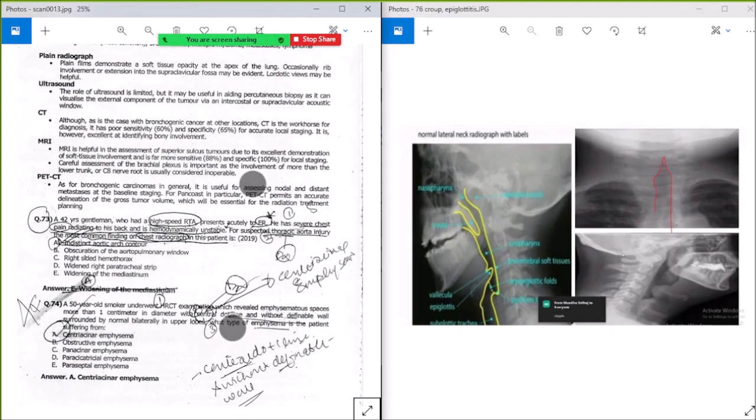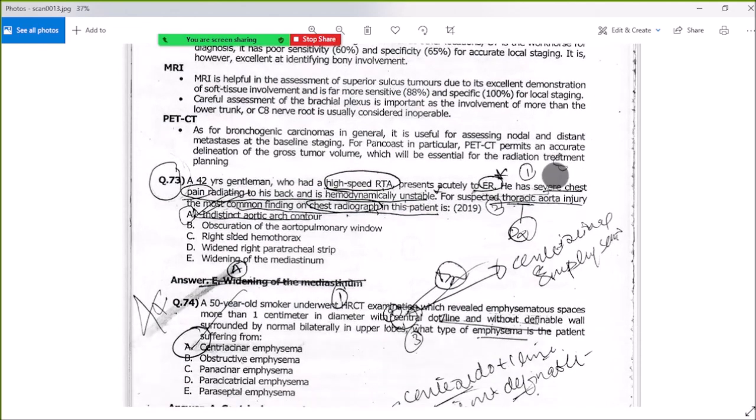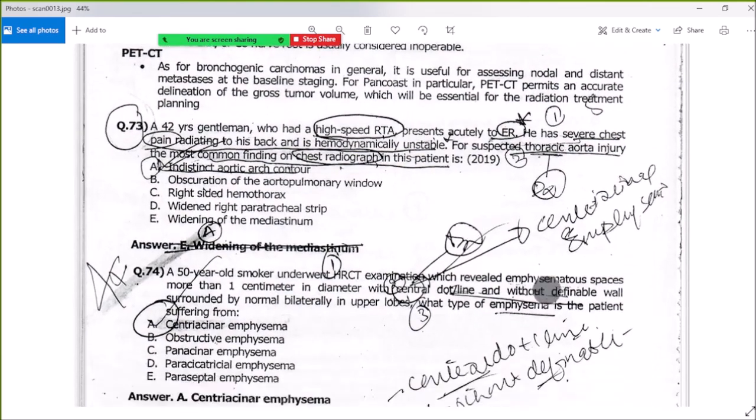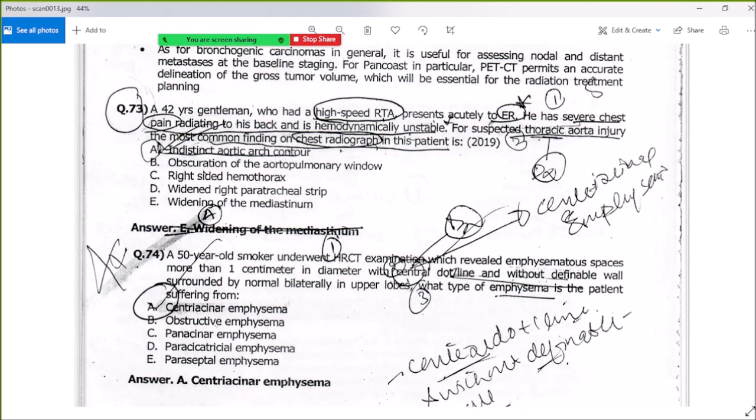Question 173. This 42-year-old gentleman who had a high-speed RTA presents with acute chest pain. He has severe chest pain radiating to his back and is hemodynamically unstable. For suspected thoracic aortic injury, the most common finding on chest radiograph in this patient is indistinct aortic arch contour. So indistinct aortic arch contour shows suspected aortic injury after RTA.